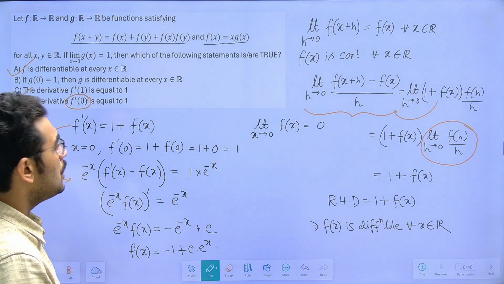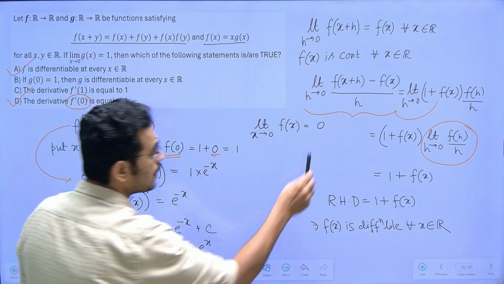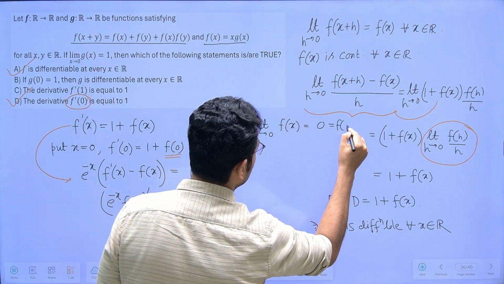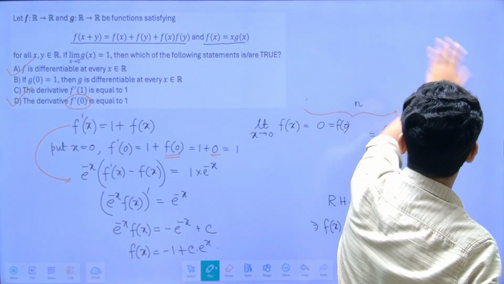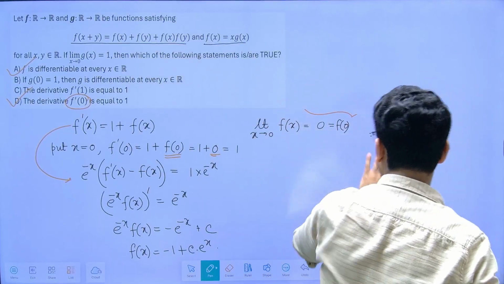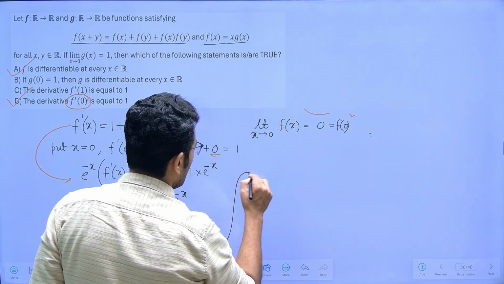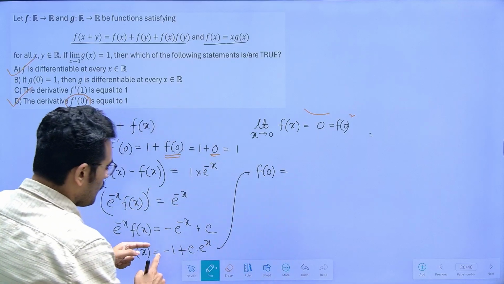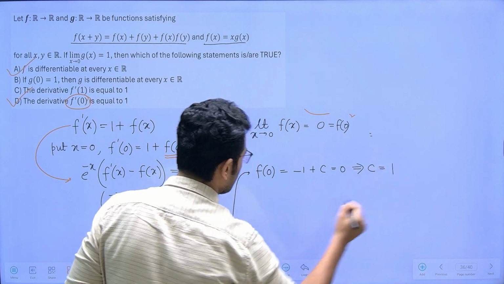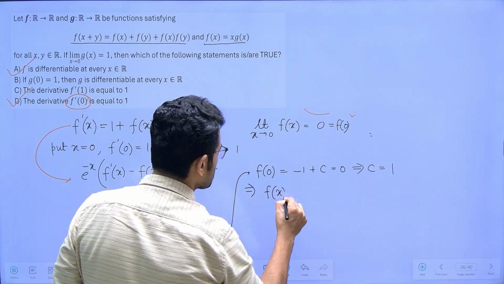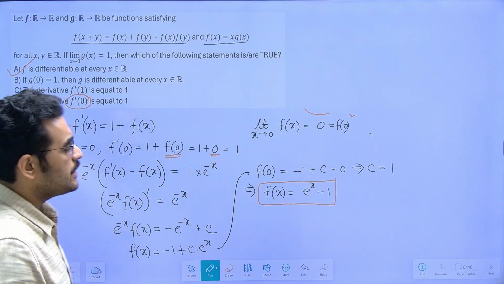Now to find out the c value, what is the condition? The condition is that the f(0) value is equal to 0, because the limit value should be equal to the function value. So f(0) must be equal to 0. So using that, what is the c value? Here f(0) is equal to minus 1 plus c, that should be equal to 0. So c should be equal to 1. So we got the function f(x) is equal to e to the power x minus 1. We have solved for the function f(x) as e to the power x minus 1.